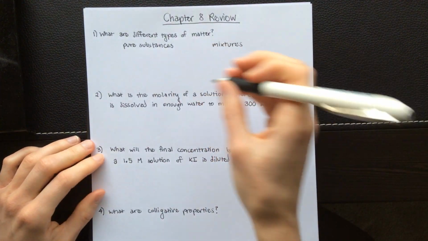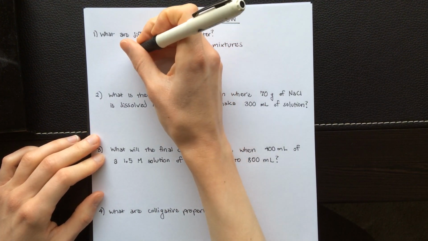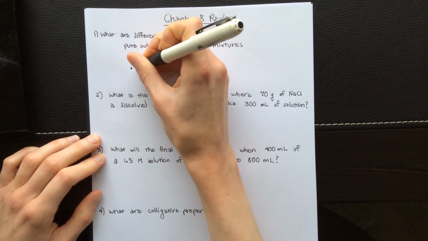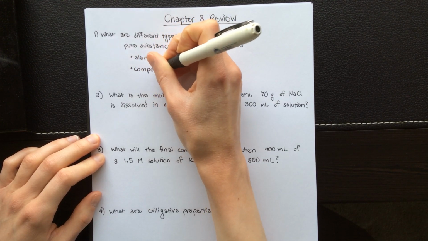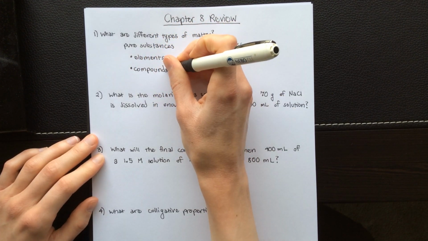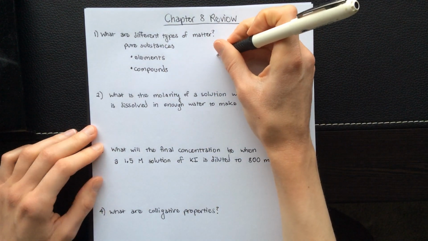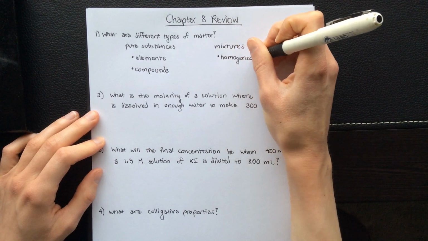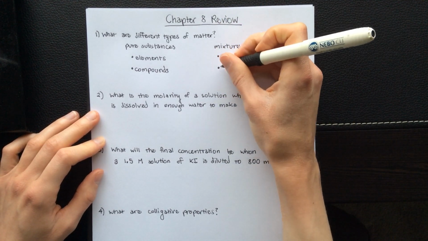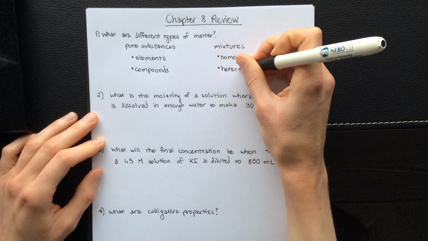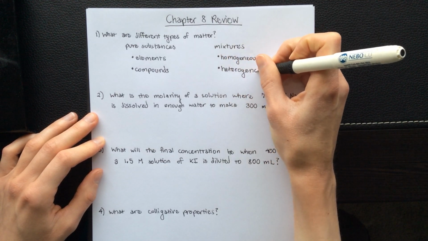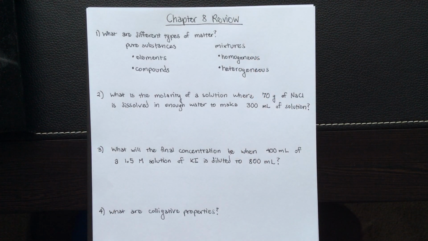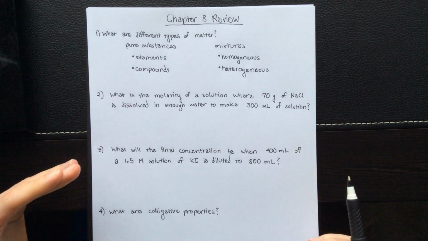So remember, we have pure substances, and that includes elements, so just things straight from the periodic table, and compounds. So elements bonded together, chemically bonded, that have a formula. And then there's mixtures. So we have homogeneous mixtures, which are also called solutions, and that's what this whole chapter was about. And then there's also heterogeneous mixtures. Remember, homogeneous are the ones where you can't see the different parts, but in heterogeneous mixtures you can see the different parts. Okay, so you need to know that.